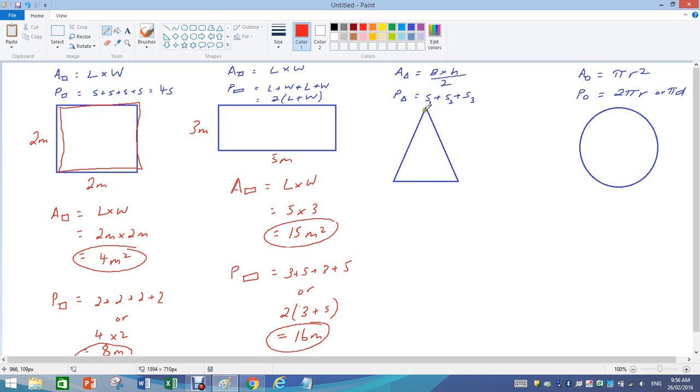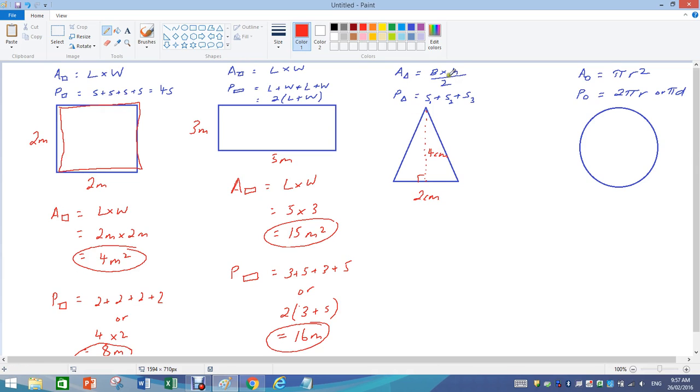Triangle. Let's put the height in. When it says base times height, it's the base times the perpendicular height. So perpendicular means at right angles. So we've got to find the right angle distance from the base. So let's say that's 4 centimeters. And this is 2 centimeters.